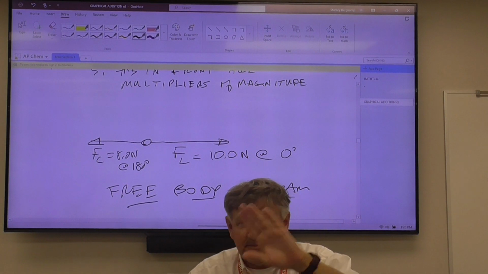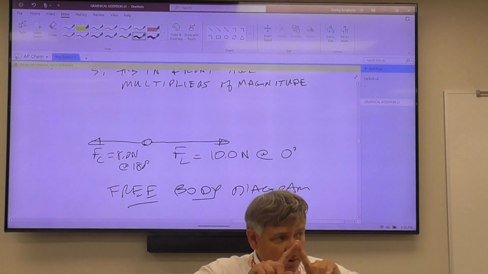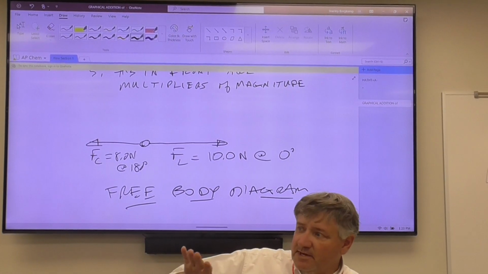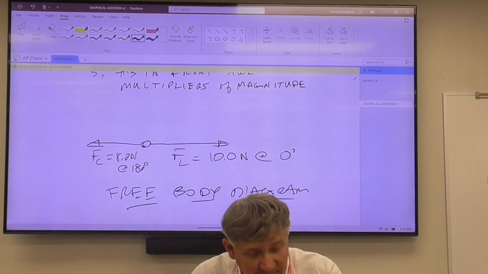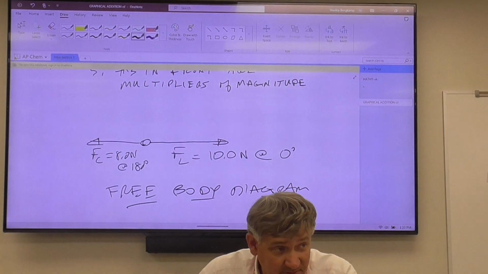This is not tip to tail, okay? Free body diagram, you show all the forces acting from the middle. It's great because it shows you what's going to happen, but this is not the tip to tail method. We're going to draw a lot of free body diagrams, okay? We're going to draw a lot of them.